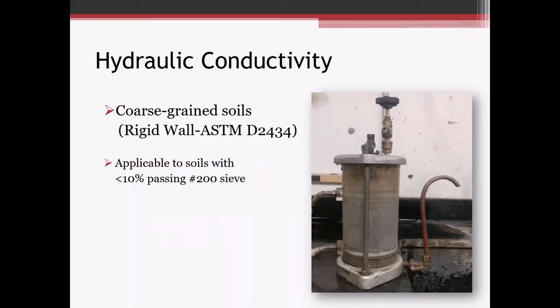So the rigid wall test is applicable to sands and gravels with less than 10% passing the number 200 sieve. Basically the material is compacted or remolded into this rigid cell here, and water is run through it to determine the permeability rate of the soil. One of the things the lab needs from the engineer specifying the test is what percent compaction or density to run the test, as well as the initial moisture content to remold the specimen.